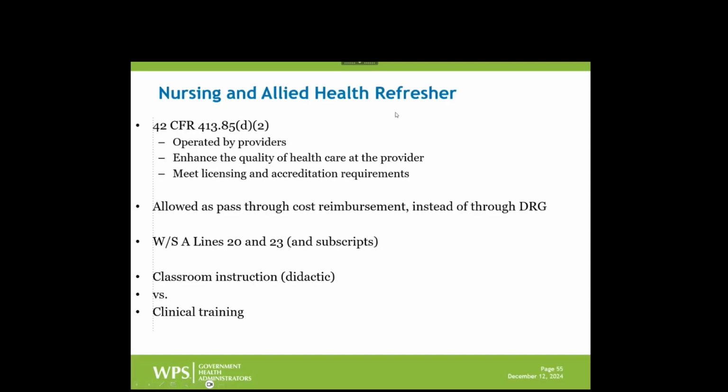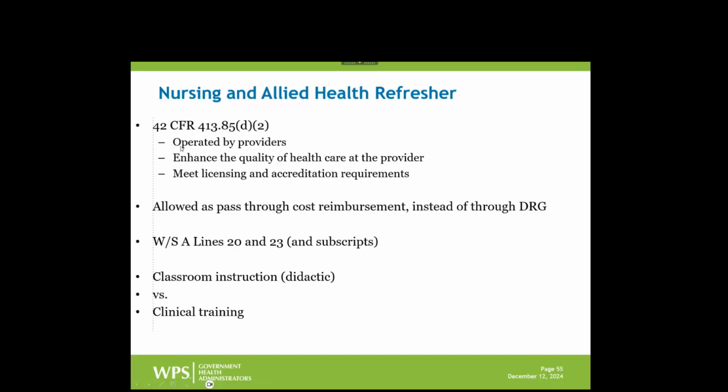So that takes us through the cost report flow portion of the training and all the stuff that rolls up to that. Now what I wanted to do is give just a fairly quick refresher on nursing and allied health. The core regulation here is 413.85(d)(2). It shows a couple of things, and then kind of this middle thing is, I guess, more obvious.